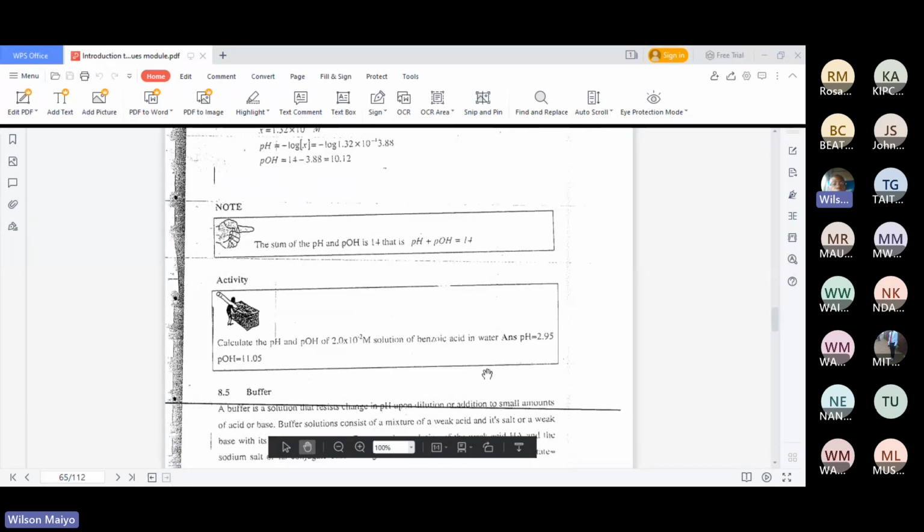So I think there is one here, which I think I can write in the chat here. Calculate the pH and the pOH of a 2.0 times 10 to the power of minus 2 solution of benzoic acid. And for the benzoic acid, let me get the Ka value.